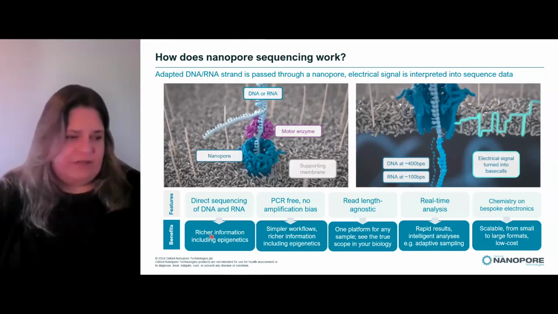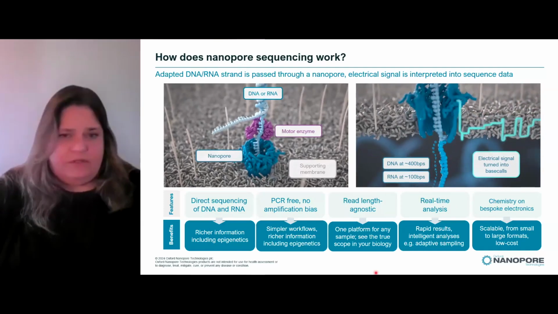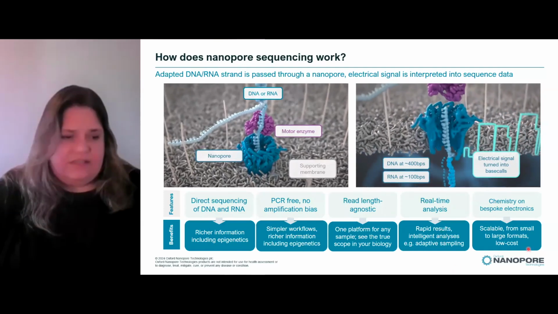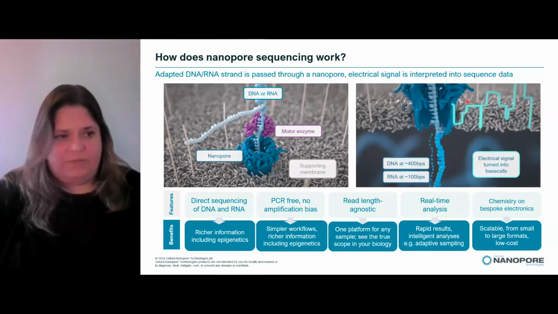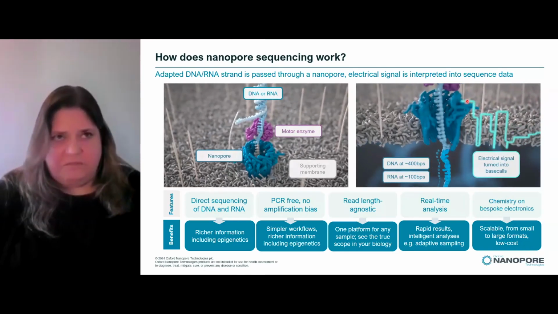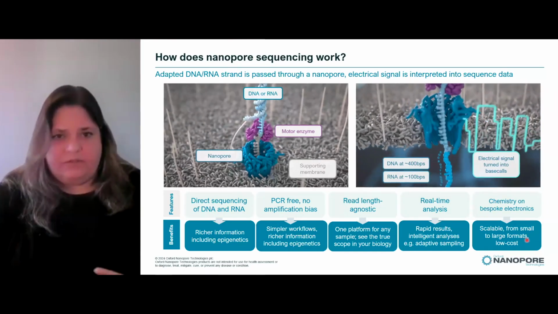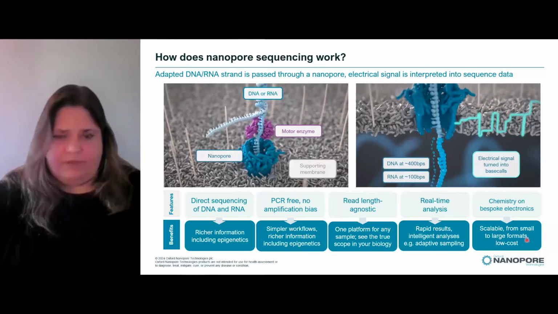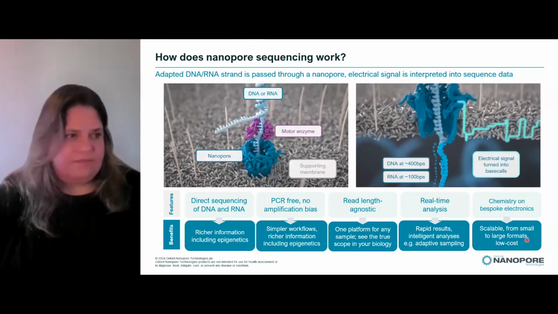So it's quite an unusual and very powerful methodology. You also get real-time analyses, as I mentioned, and then we have all of these things that we've come up with and engineered over the last almost 20 years now, which are scalable from small to larger high throughput scalability, as I mentioned before, at low cost.